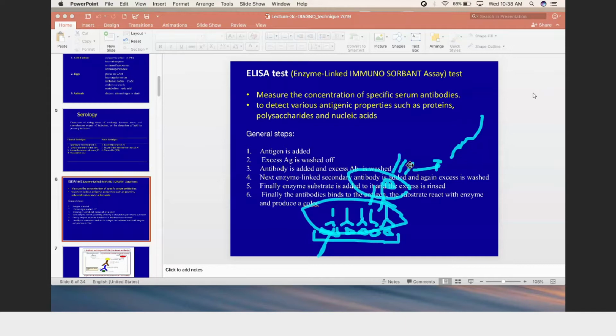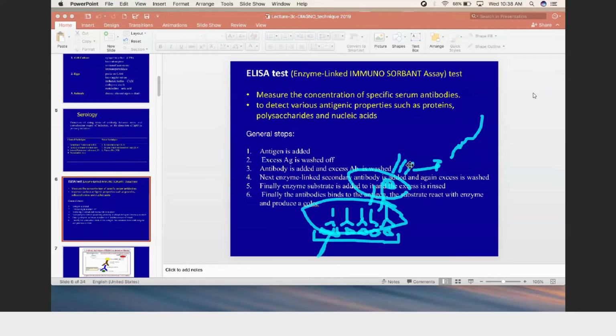So the higher the antibody level, the darker the coloration, and the higher the OD, the optical density, of the light that cannot go through or is absorbed by the solution. That is a general step.